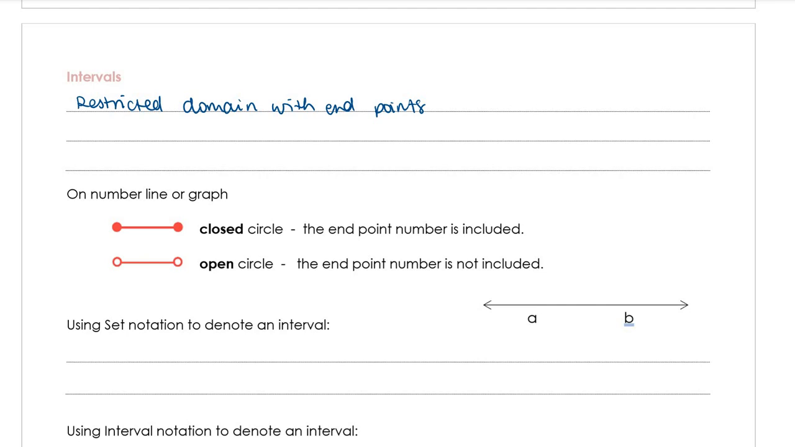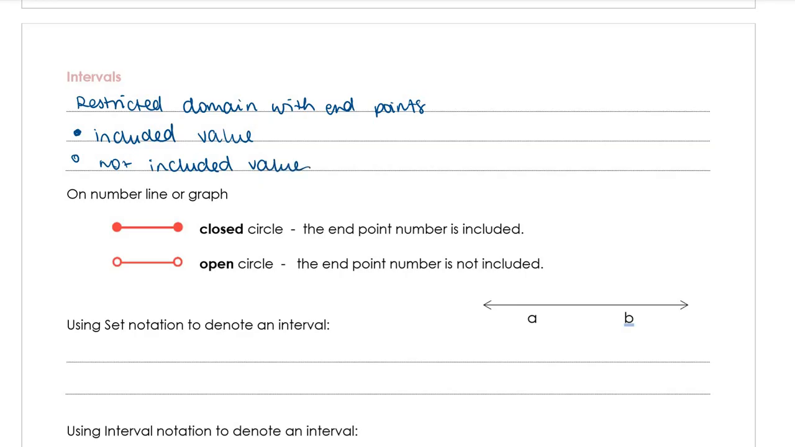Now, when it comes to restricting a domain with endpoints, one of the things to remember is that we use an open and closed circle. So if we have a closed circle, that's an included value. And if we use an open circle, that value is not included. Okay, so that's just something to really hone in on.